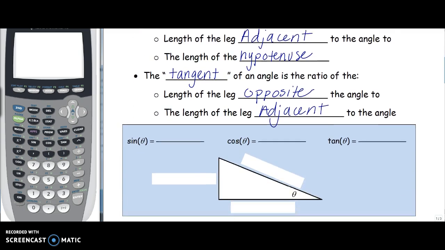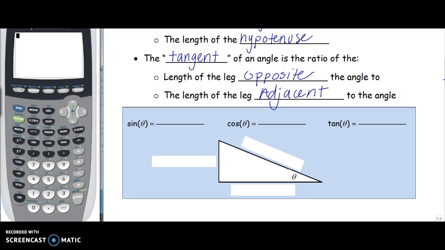So what does this mean? Okay, so here we have a triangle. This little symbol is theta, and theta is your reference angle. So when we say length of the side or the leg opposite the angle, that's the angle that it's referencing. So sine, remember, is opposite over hypotenuse. Cosine is adjacent over hypotenuse. And tangent is opposite over adjacent. Okay, so if you remember, it's SOH CAH TOA.